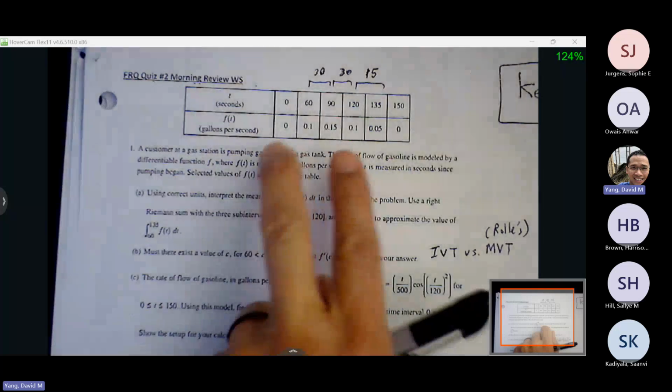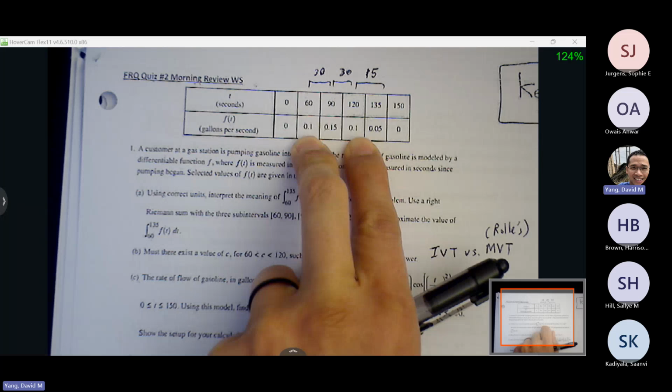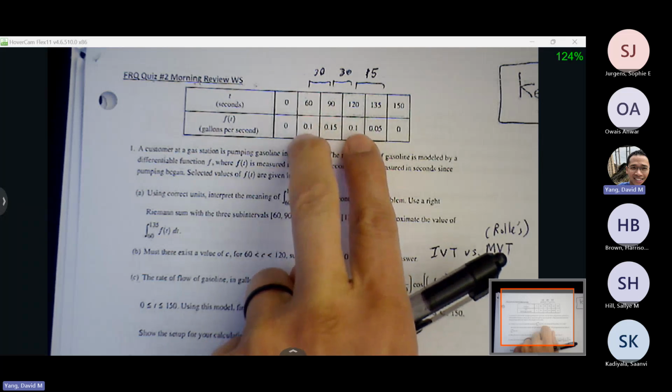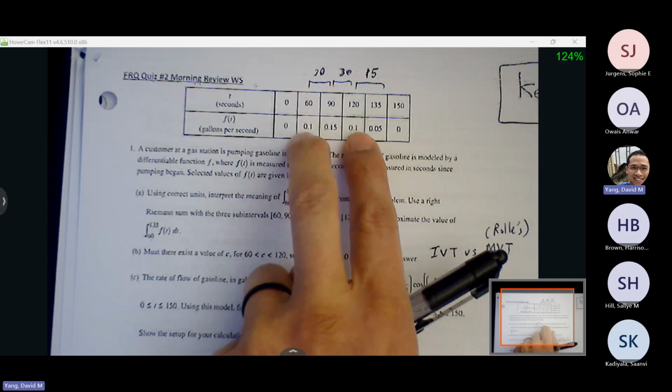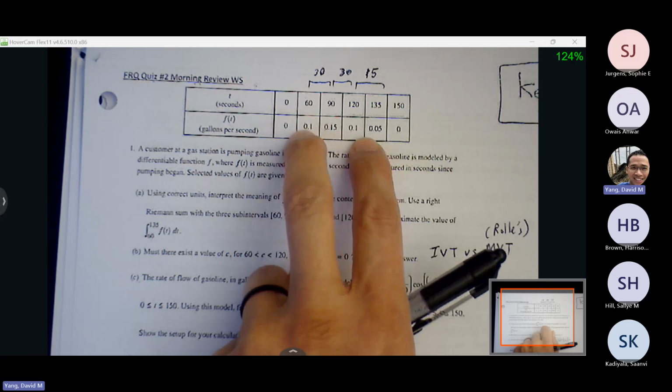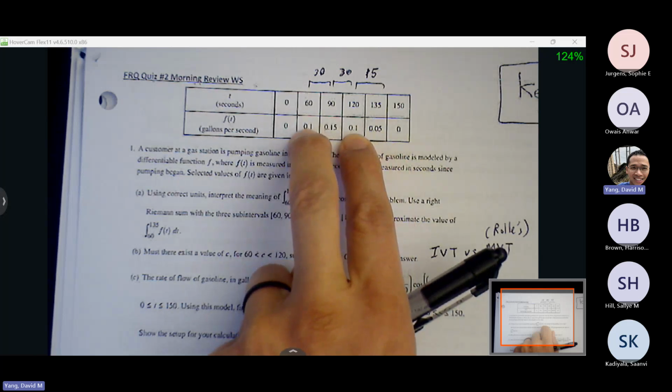Now, in order for slope 0 to happen, we need two points that produce the same y value. And it looks like at 60 and 120, we do have two F of t values that are the same. So if I were to find the slope between these two points, 0.1 minus 0.1 over 120 minus 60, that's going to give me a 0. So we're looking for two of the same y values. That means if the graph hits two of the same points, it's got to either go up and come down to this, or go down and come back up to this. Either way, it's going to have to create a slope of 0 along the way.